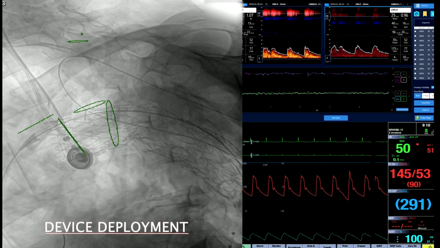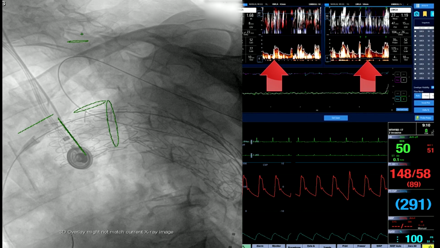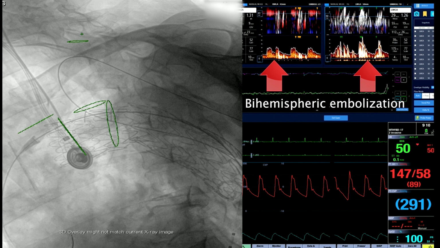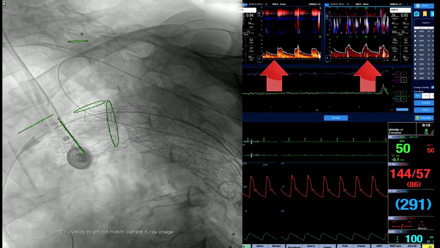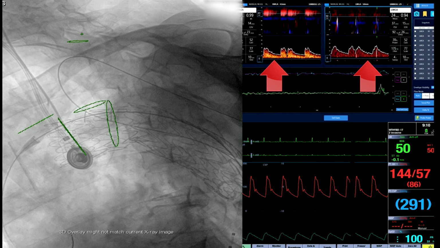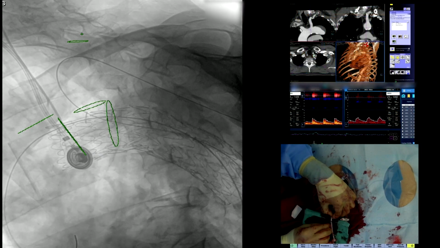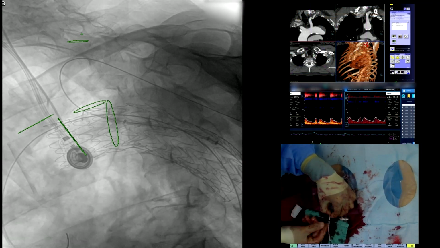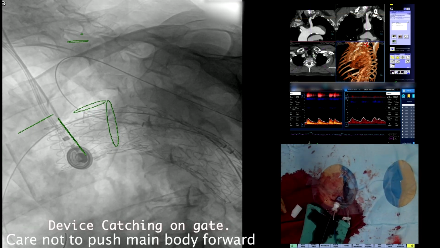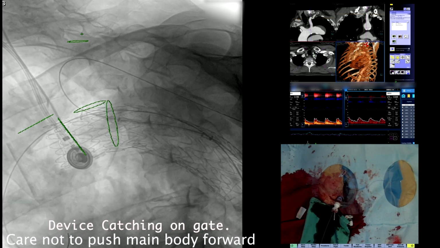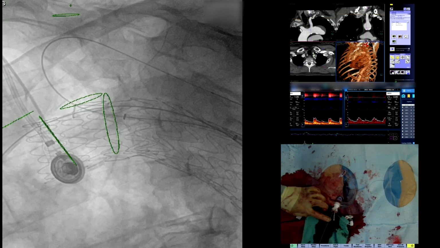Of note, TCD monitoring shows evidence of bihemispheric embolization during deployment of the device, as seen here on the TCD monitoring tracing. We then attempted to advance the left subclavian artery branch device, however it kept catching on the gate and resistance was met. It is important here to avoid pushing the main body forward as one is trying to advance the branch device.